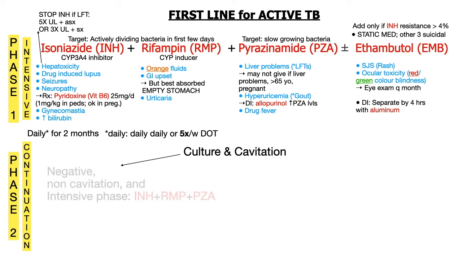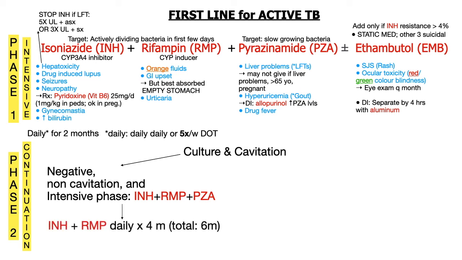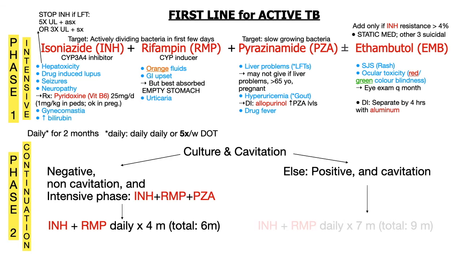Now, if the culture is negative, there's no cavitation, and the intensive phase included at least isoniazid, rifampin, and pyrazinamide, because some people can't take pyrazinamide, then for the continuation phase, the patient would receive isoniazid and rifampin daily for 4 months. So this means that the total duration, so both phase 1 and phase 2, will be a total duration of 6 months. Otherwise, if it's positive or there's cavitation, then the patient would receive isoniazid and rifampin for 7 months, making the total duration of phase 1 and phase 2 9 months in total.